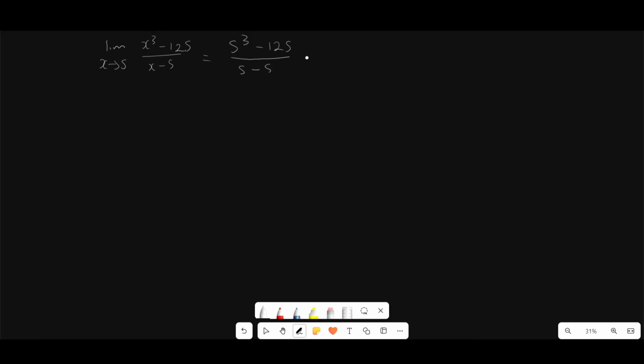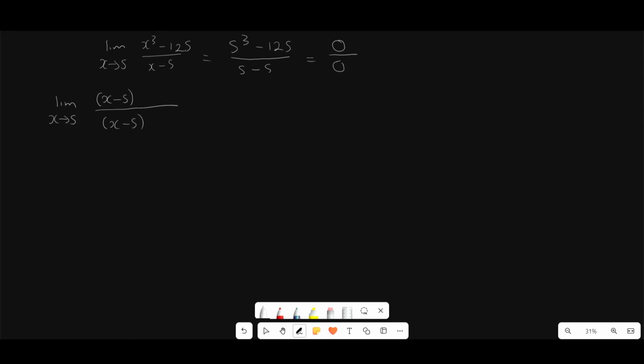Do the direct substitution, then you will have 5 cubed is 125, 125 minus 125, that's 0, and then 5 minus 5, that is 0. So here we have what we call an indeterminate form. What does it mean? Well, it means that we have to factorize, right? So meaning we have the limit as x approaches 5 of x minus 5, all divided by x minus 5.